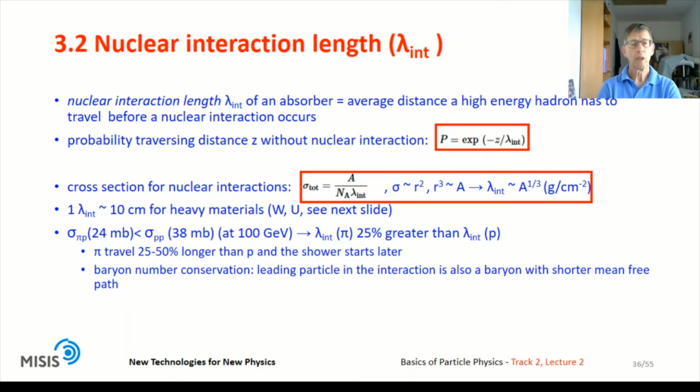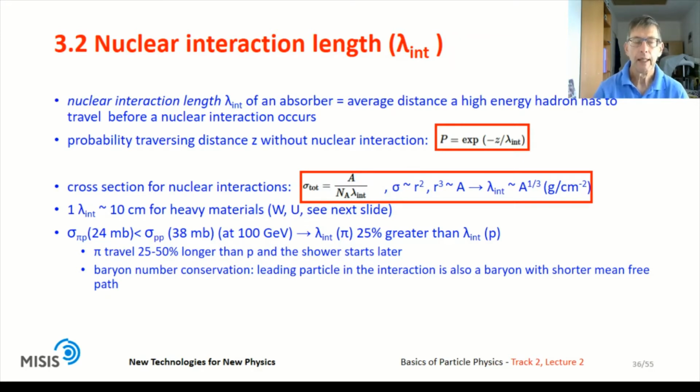You have to note that for pions colliding with matter, the cross-section is much smaller than for protons, because pions are smaller, they have a much smaller size. And so this means that the interaction length of pions is longer than that for protons. Pions travel up to 25 to 50% longer than protons, and the shower will start later.